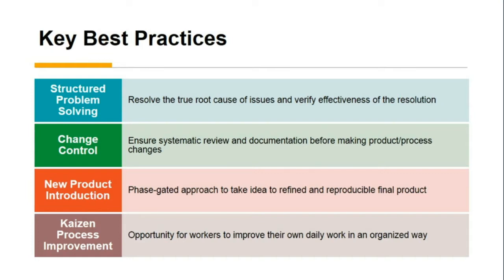Structured problem solving, which is a process to identify and resolve the true root cause of issues and verify the effectiveness of the solution. Change control, to make sure that there's systematic review and documentation before making product and process changes. New product introduction processes to implement a phased gate approach to take an idea for a product all the way to a reproducible and refined final product. And Kaizen process improvement, which is the opportunity for workers to improve their own daily work in a structured and organized way.